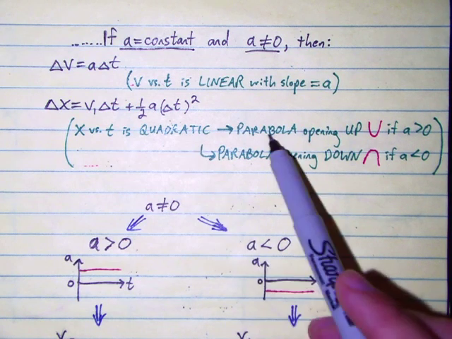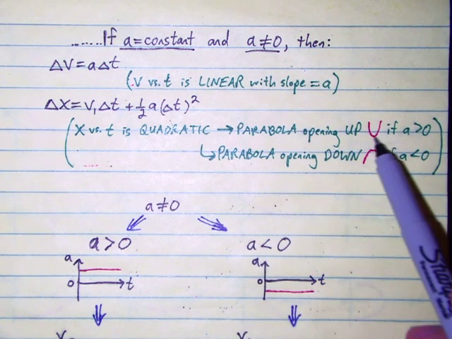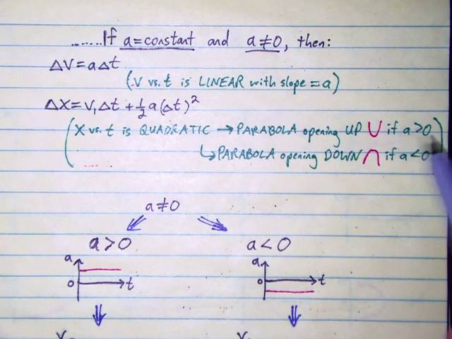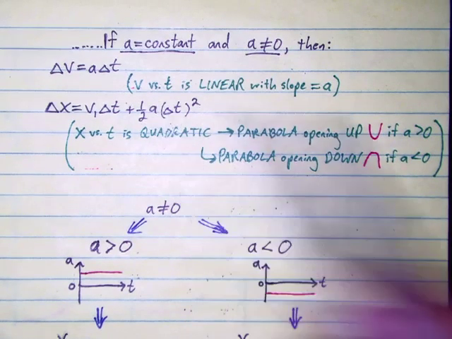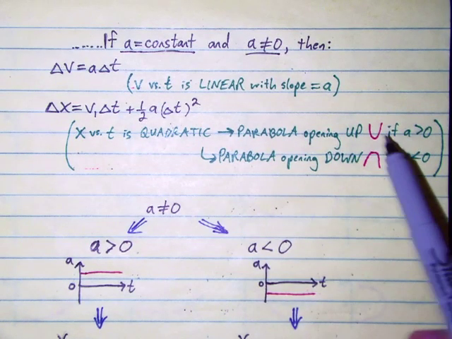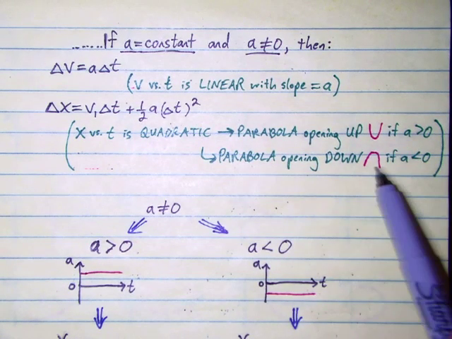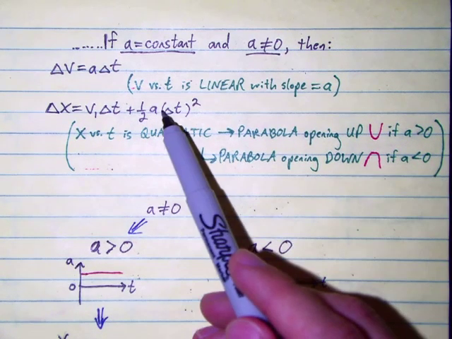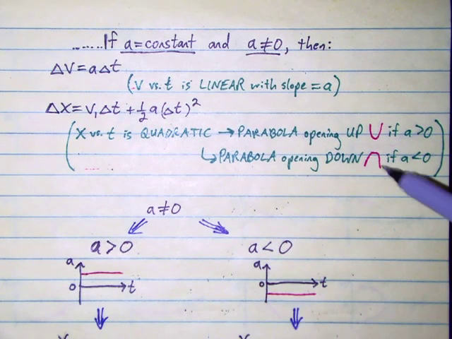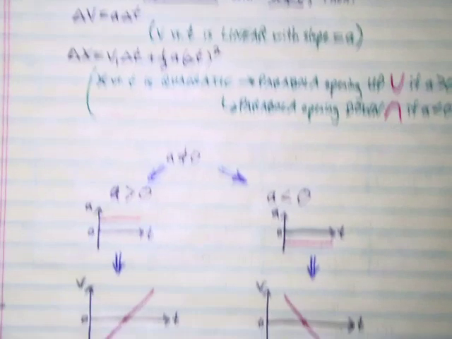it's going to be shaped like a parabola, and that parabola will be opening up if the acceleration is greater than zero. So if this coefficient here is positive, we get an up-opening parabola. The parabola will open down if the acceleration is negative. If this coefficient is negative, that parabola will open down. Okay, let's look at our possibilities here.